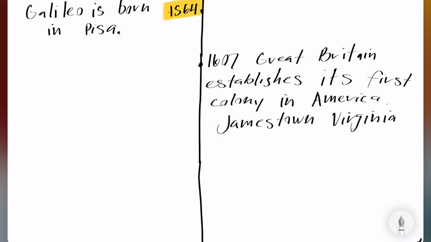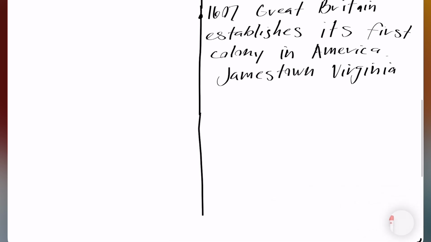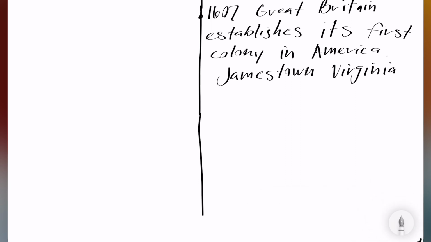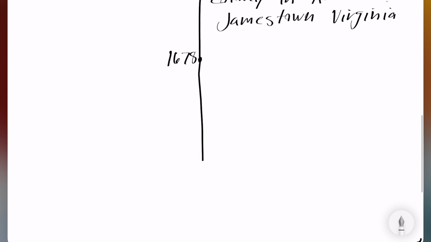So let me check if we have another event that we can add to our timeline that's important to the nation of Italy. Let me look and see what we have. Ooh, it does look like we have something that we can add. It's another birthday from a famous Italian, this time an artist, a musician specifically. Let me write this down. So in 1678, we have Antonio Vivaldi is born in Venice.